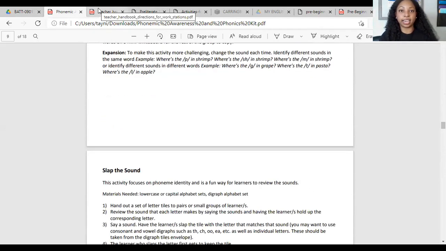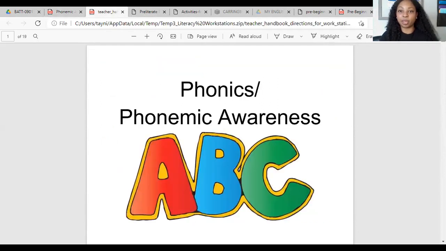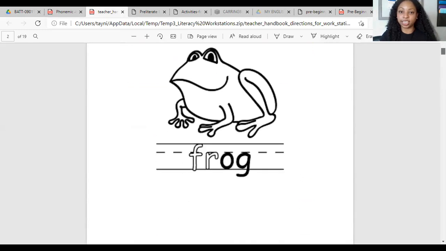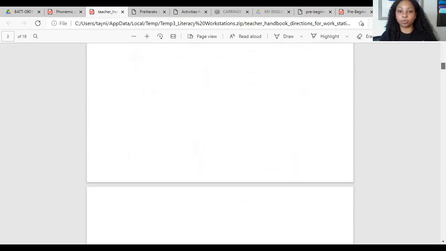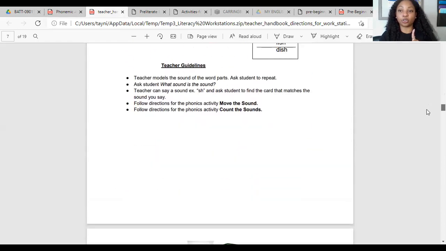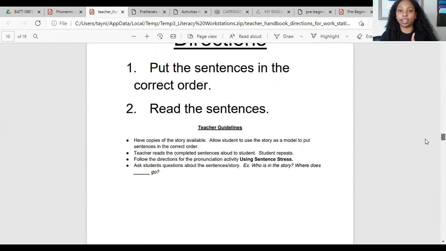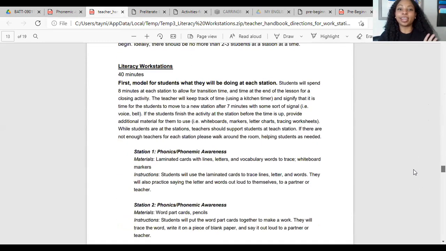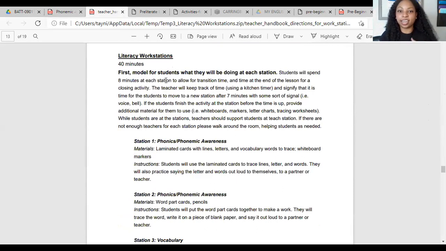This also goes hand in hand with a phonics and phonemic awareness literacy workstation from the same organization. And this is great. It has ready-made materials for you. It has instructions, student directions that are great for just giving straight to your students. And then if you keep scrolling, it has a teacher handbook. So it tells you what to do with these, what kind of activities they work with, how to put them together, around how long it should take. And it gives you ways to put all of this together. It's a really great resource. Okay, going back to our slides.